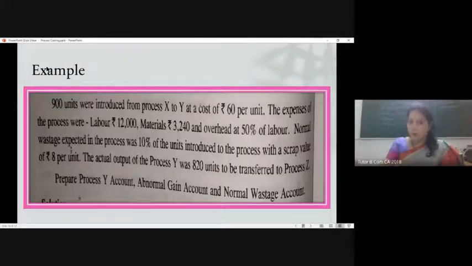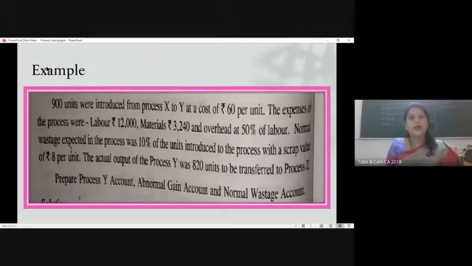In this case, there is a case of abnormal gain. Here, expected output was only 810. Actual output was 820 units. So 10 units, it's a case of abnormal gain. I hope you're able to follow me. It's simple. By reading through the question itself, we will understand whether it is a condition of normal loss or abnormal gain. In this case, it is very clear that it is a case of abnormal gain.